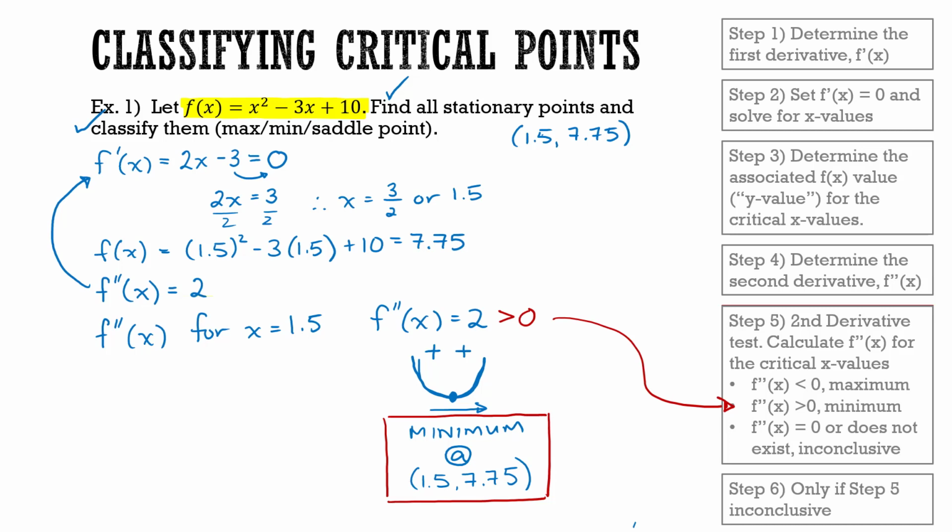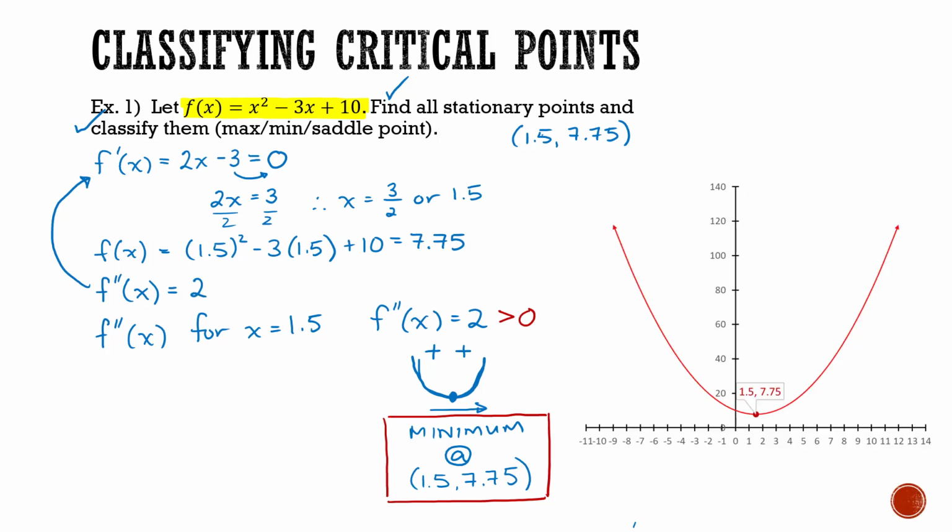Now let's look at what this looks like in a graph. Our graph looks like this. What we have is a concave up shape, which we aren't surprised by because of that second derivative test, and that when x is equal to 1.5 and y is equal to 7.75, or I should say f of x is equal to 7.75, we have a minimum value for our curve. Now we have a couple more examples to do to drive this point home.